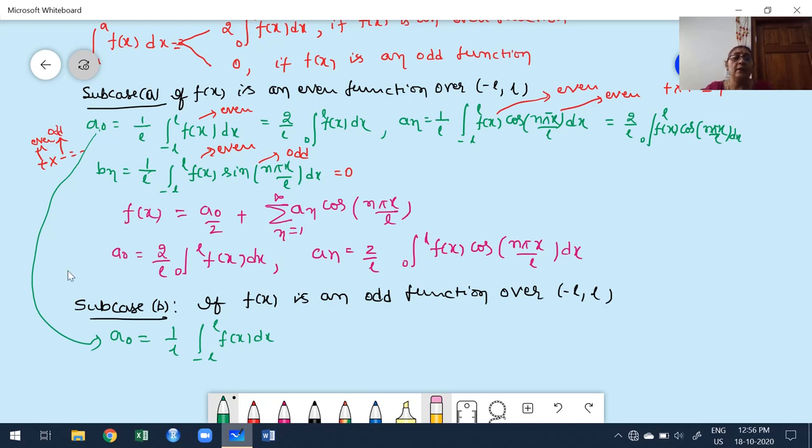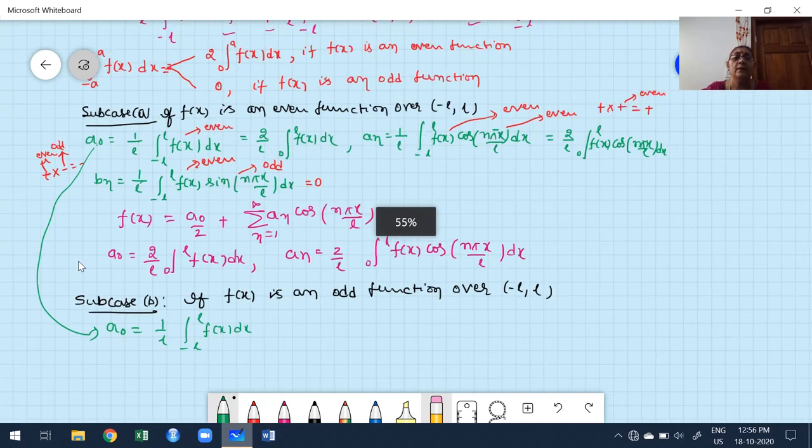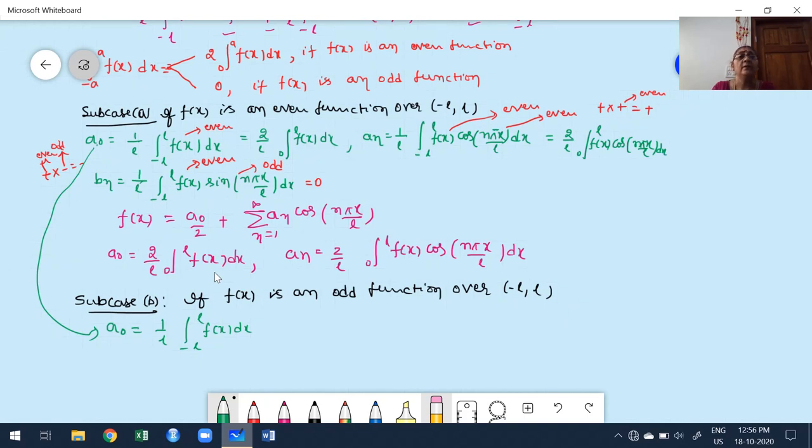Now observe carefully here. You already know that we assume f of x is an odd function. From the definite integral property, this integral must be 0. Therefore, a0 must be 0. Similarly, an is 1 by L, integral minus L to plus L, f of x cos of n pi x by L with respect to x.